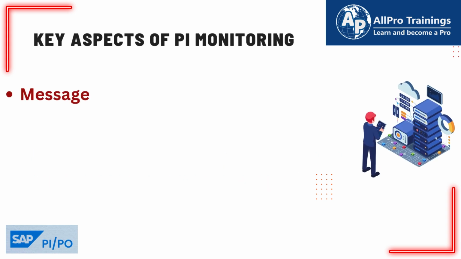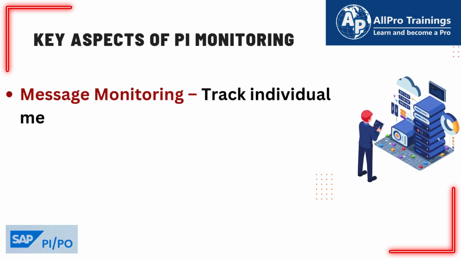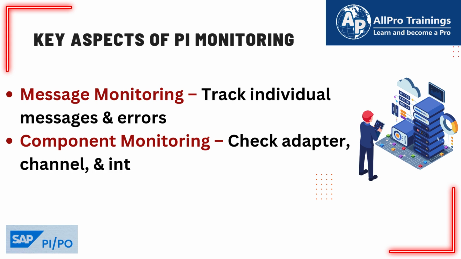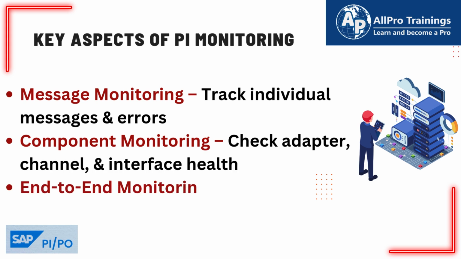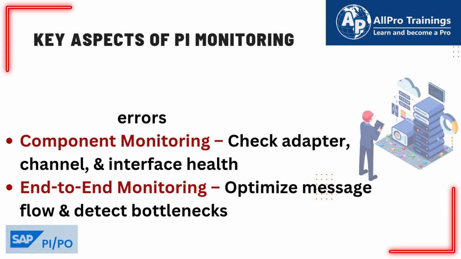Key aspects of PA monitoring. In PA monitoring, there are several areas to focus on. Message monitoring: track individual messages and check for errors. Component monitoring: monitor the health of integration components like adapters, channels, and interfaces. End-to-end monitoring: a comprehensive view of message flow to detect bottlenecks and improve performance.